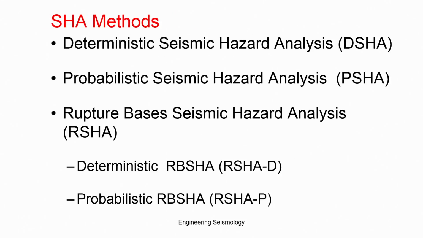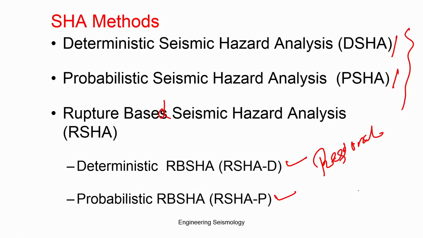So, hazard analysis actually has two classical methods. One is the deterministic seismic hazard analysis, and the other is the probabilistic seismic hazard analysis, called DSHA and PSHA. Then we developed a new approach called rupture based seismic hazard analysis, which can be done deterministically and probabilistically by considering regional data. That is very important. Sometimes the conventional approach does not talk about some of the parameters, but here we specify what the parameters are and how you should account for regional variation in the hazard analysis. So, that is the difference.